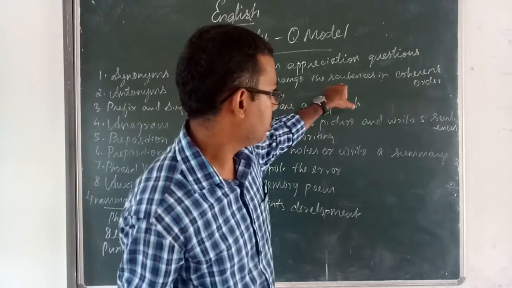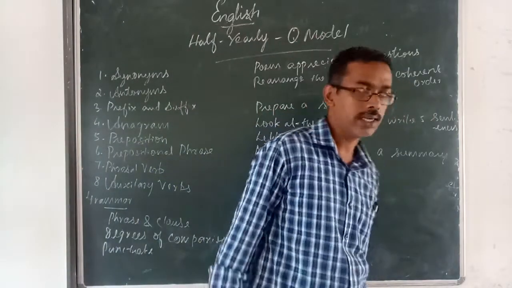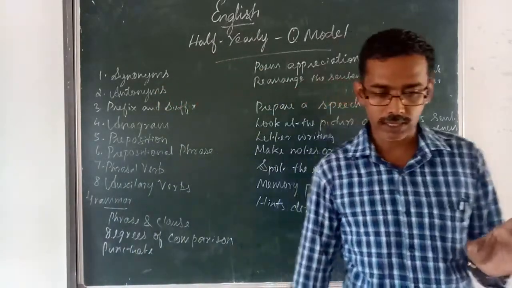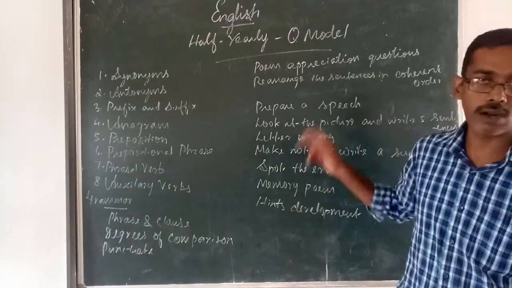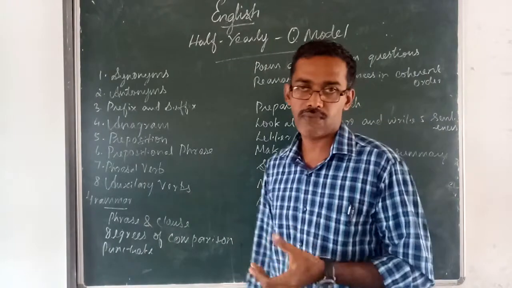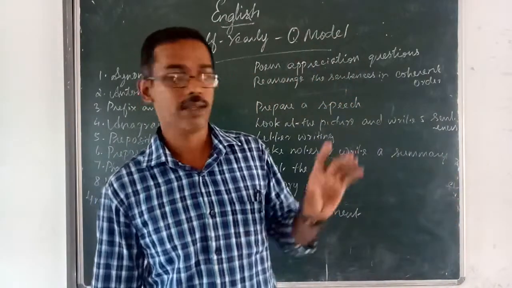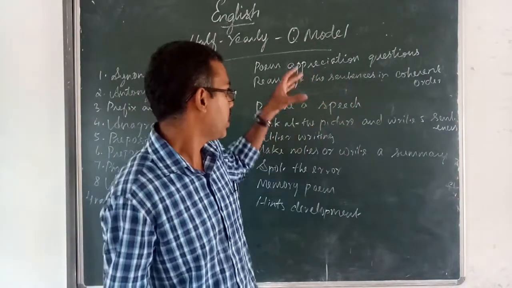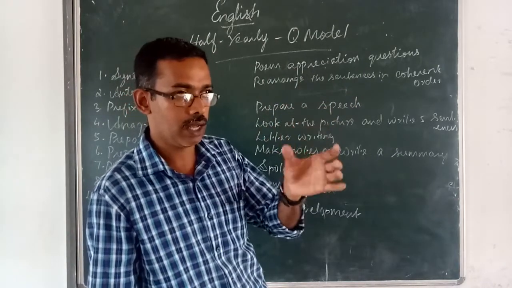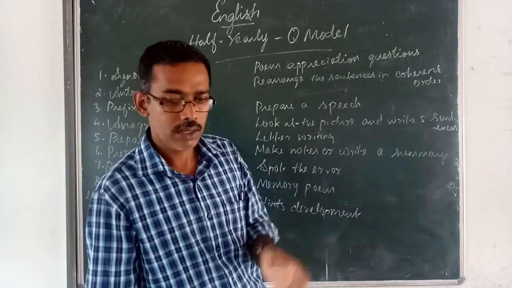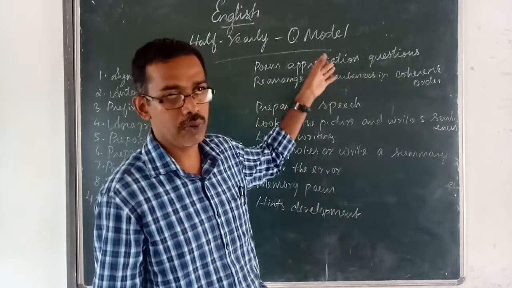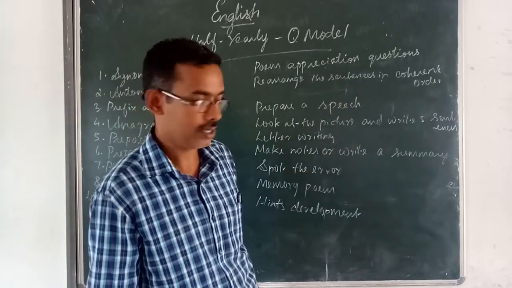Next one. Rearrange the following sentences in coherent order. That is from the supplementary. 5 sentences will be given in a shuffled way. Shuffled means mixed. You have to take them, put serial numbers, and write them in the proper order.